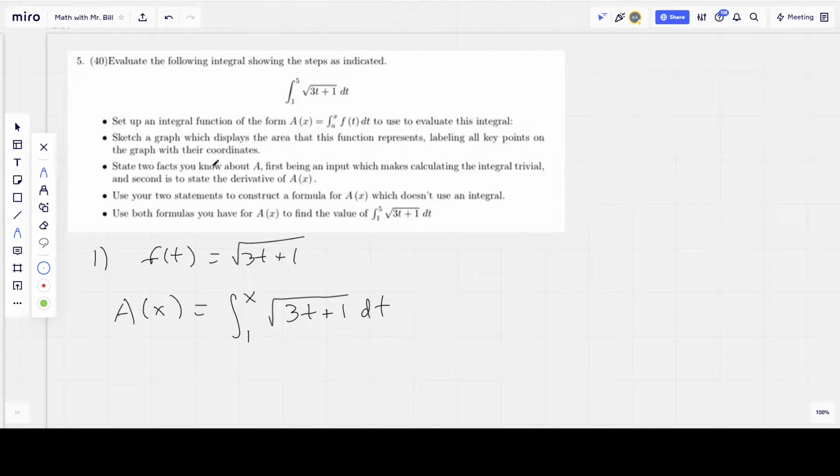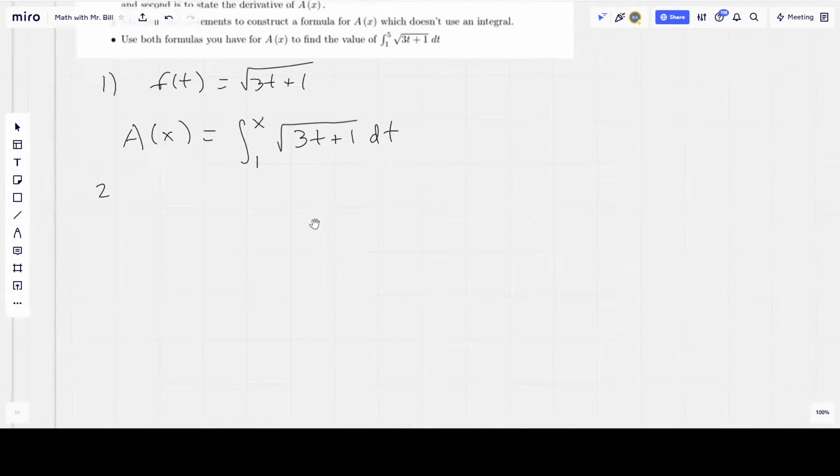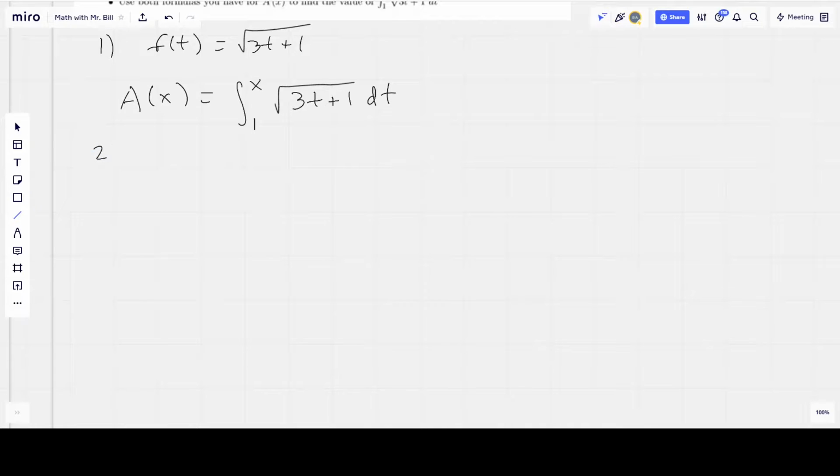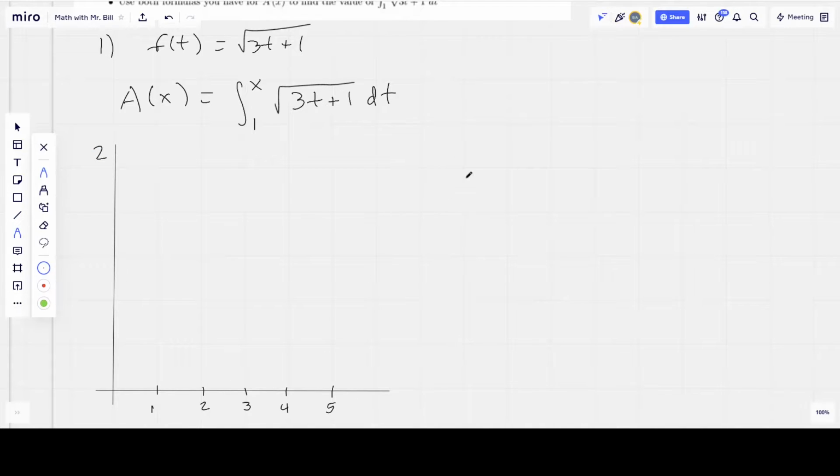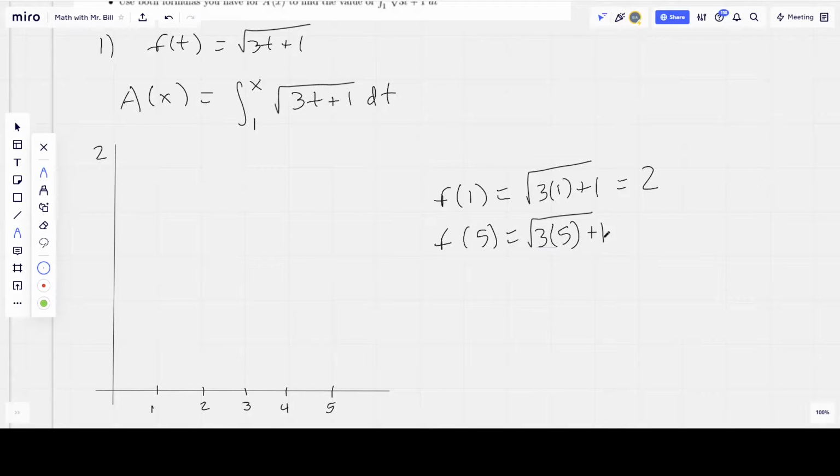Okay, so now it asks us to sketch a graph which displays the area that this function represents, labeling the key points on the graph with their coordinates. So let's set up a coordinate plane. The key points here are what happens at the end of the interval. So we want to know what is f of 1, and we want to know what f of 5 is. So f of 1 is the square root of 3 times 1 plus 1, which is the square root of 4, which is 2. And then f of 5 is the square root of 3 times 5 plus 1, which is the square root of 16, which is 4.